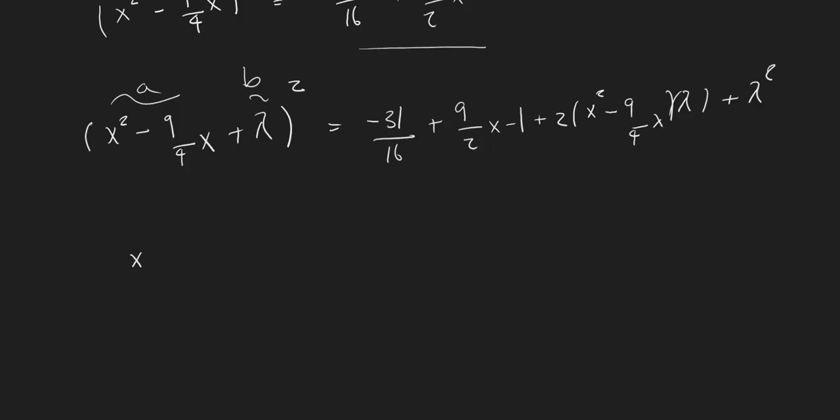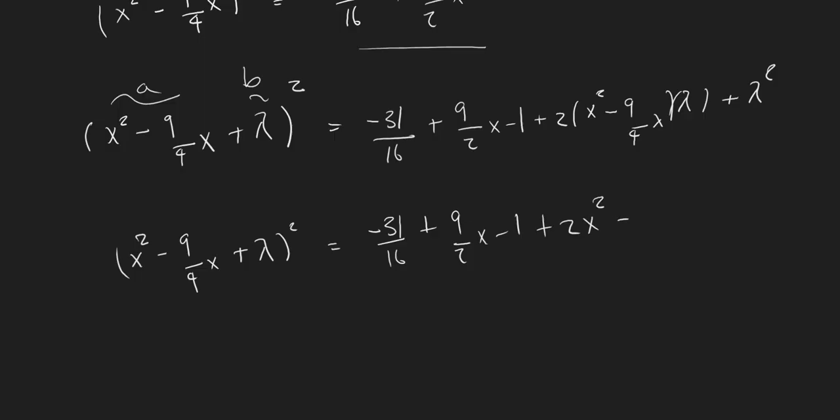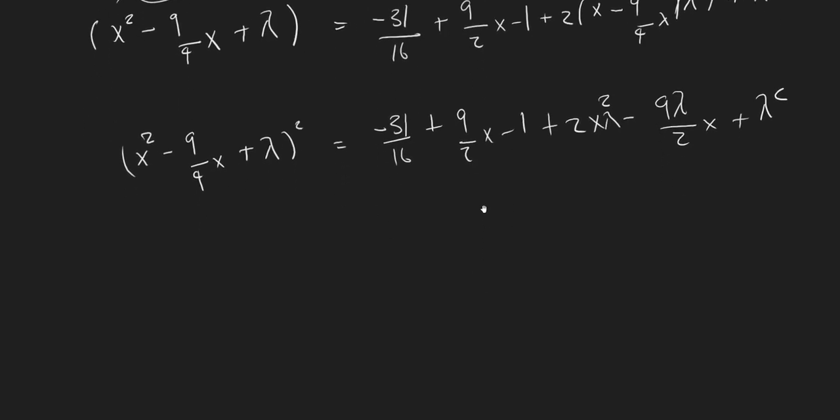We got x squared minus 9 over 4x plus lambda squared equals minus 31 over 16 plus 9 over 2 x minus 1 plus 2x squared, remember the lambda, 2x squared lambda minus, these two cancel out, 9 lambda over 2 x plus lambda squared. Now what we're going to do is group this together so we can get in format of A, B, and C. And I'll show you what that is exactly right now.